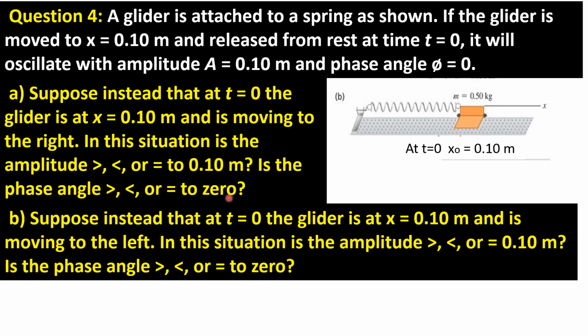That's for letter A. Now, question letter B. Suppose instead that at time 0, the glider is at x equal to 0.10 meters and is now moving to the left. We just reverse the situation in letter A. So in this situation, letter B, again, the question is: is the amplitude greater than, less than, or equal to 0.10 meters? And is the phase angle positive, negative, or is it equal to 0?